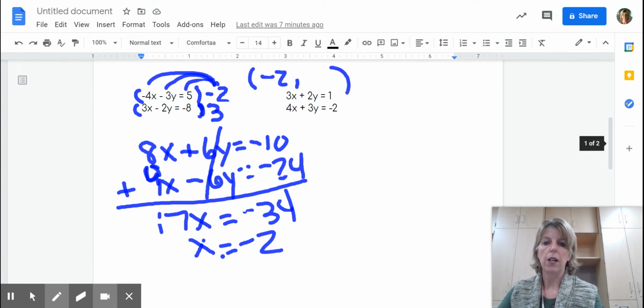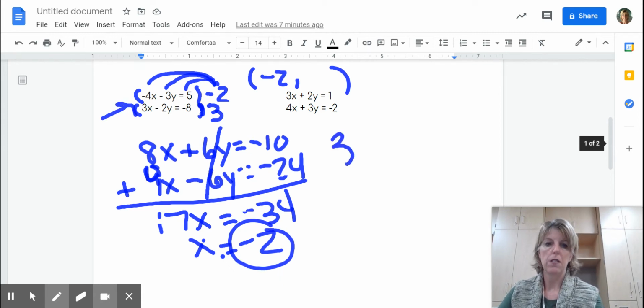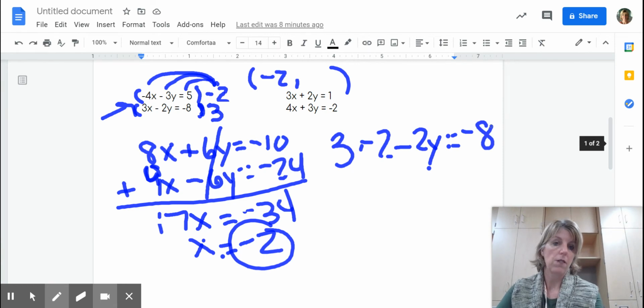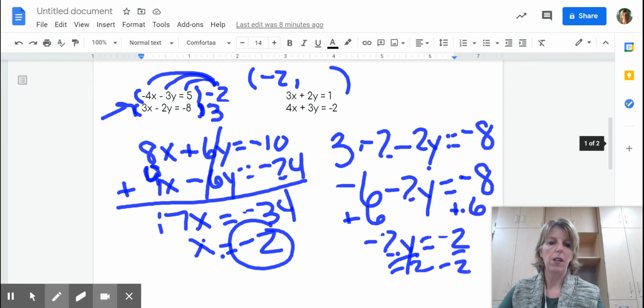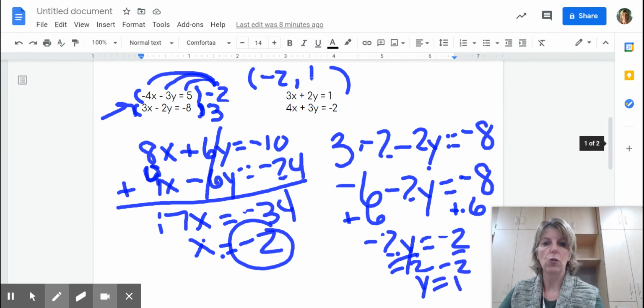Then I take my x value, take that -2 and plug it into either equation. It doesn't matter which one. I'm going to put it into the second one. So I have 3 times -2 minus 2y equals -8. Now I just have to solve for y. So -6 minus 2y, and we've done this lots of times now, right? Then we add 6 to both sides. Watch out for those integer operations. It gives us -2. Divide both sides by -2, and we get y equals 1. So our solution to the system of equations is -2, 1.